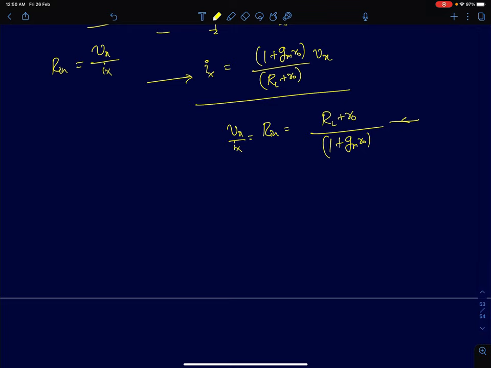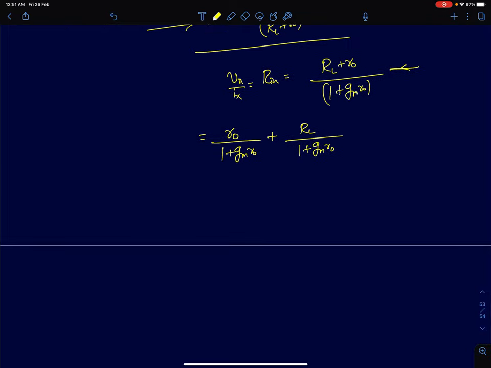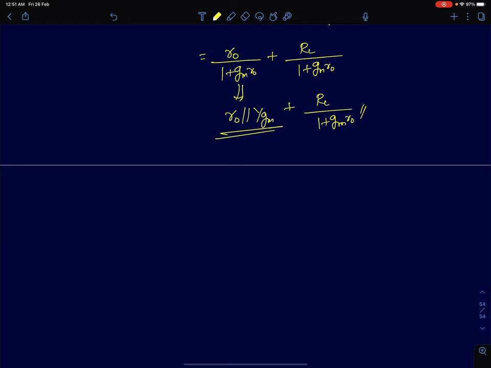Now we can quickly see, I'm going to write this expression as R0 by 1 plus GM R0 plus RL by 1 plus GM R0. So this is nothing but, the first term is nothing but R0 in parallel with 1 by GM, plus RL by 1 plus GM R0. This result should make intuitive sense, because if I make RL as 0, then the input resistance looking in is simple.